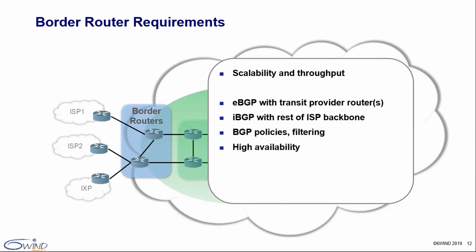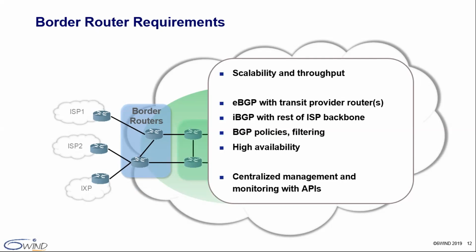Regarding networking features, eBGP is used to exchange routes between ISPs' networks. Towards the ISP backbone, iBGP is used to announce the routes learned from other ISPs, to optimize routing paths and avoid unnecessary traffic. BGP policies and filtering are required on the border router. Border routers are also usually set up in a redundant way so that if a border router fails, traffic is redirected to the other one.